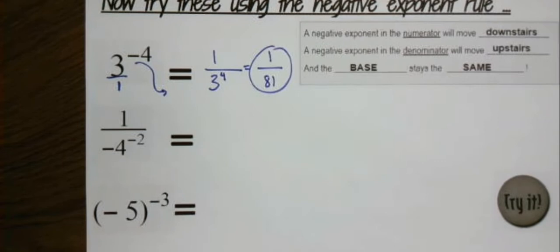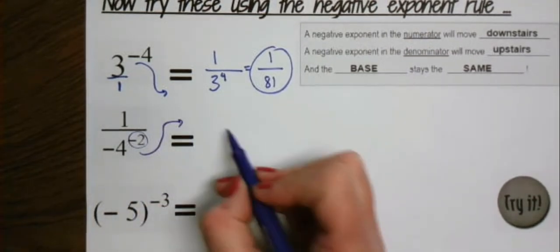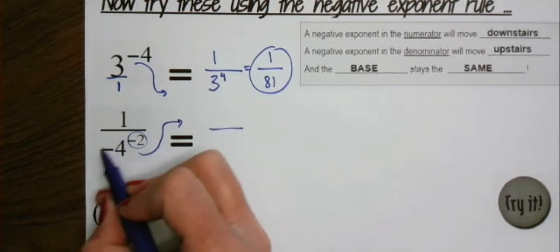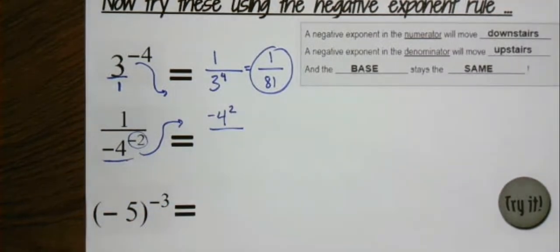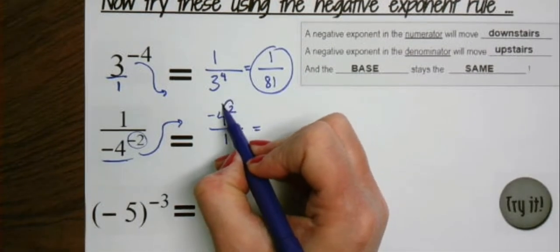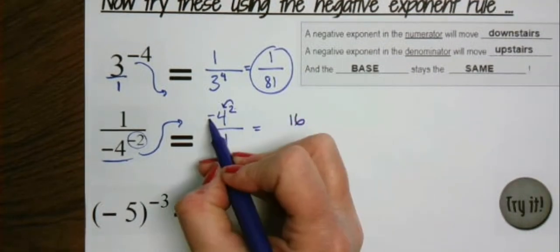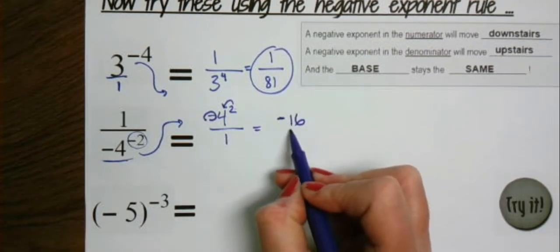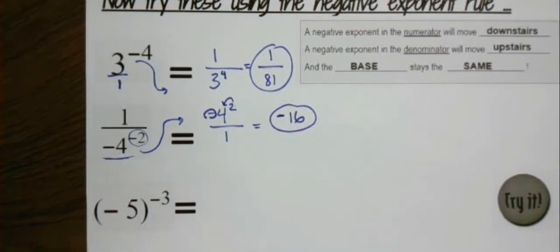and this would be my final answer. On the next one, the negative exponent is in the basement. It's downstairs. I'm going to move it upstairs. So moving it upstairs, the base stays the same, big -4, the exponent changes to positive. 1 in the denominator. Okay, remember, the exponent only applies to whatever it's touching, and it's touching the 4. So 4 squared is 16. I'm going to take the negative and just bring it over, and I don't need to write it over 1 because we don't need that in our answer, -16.